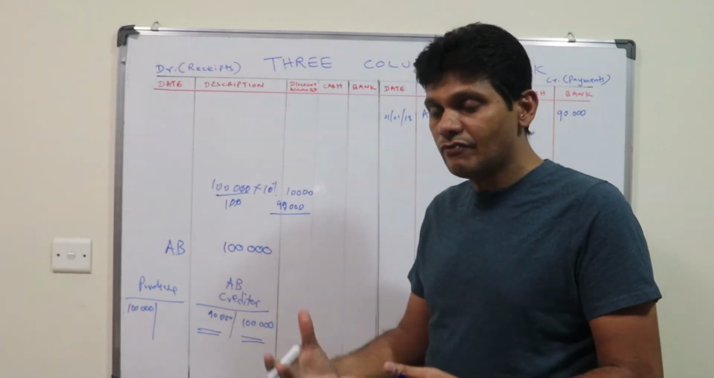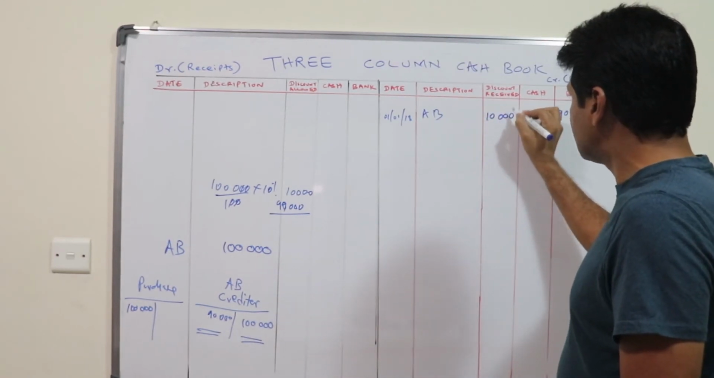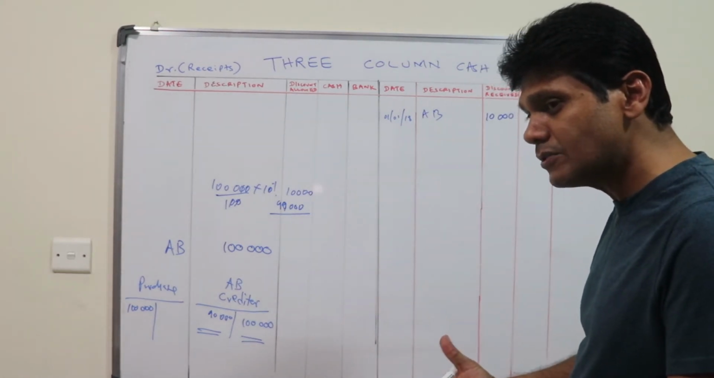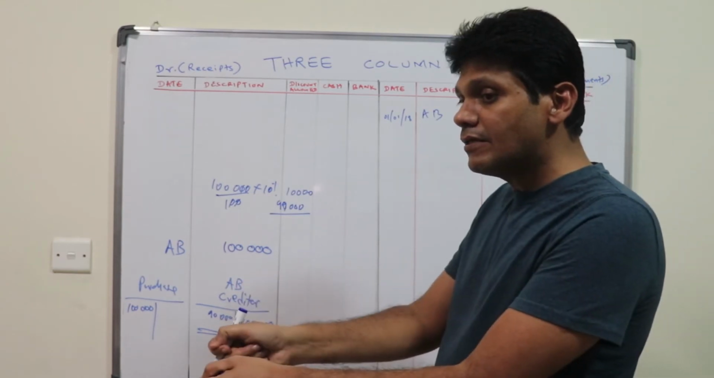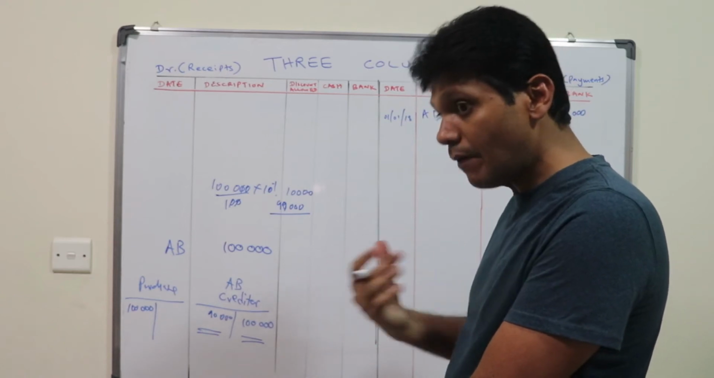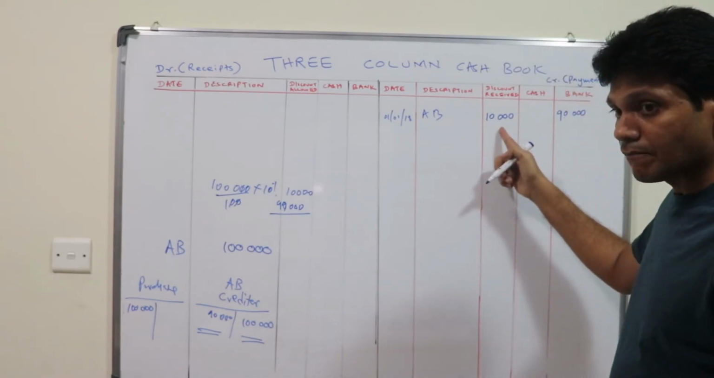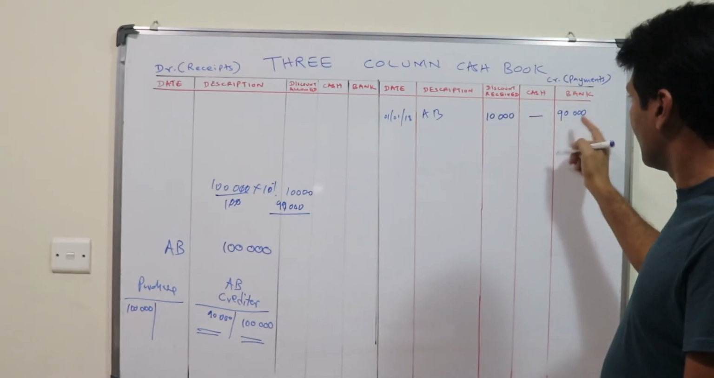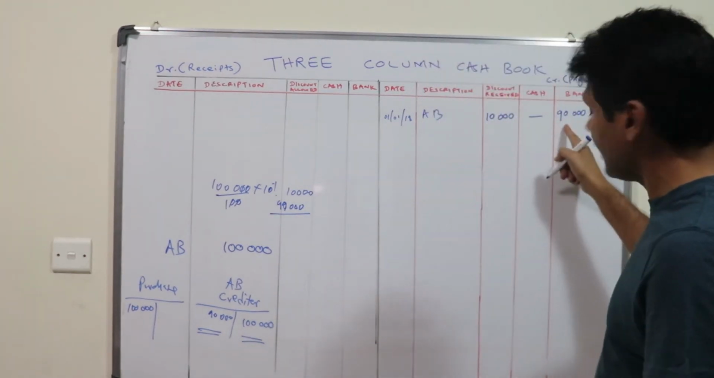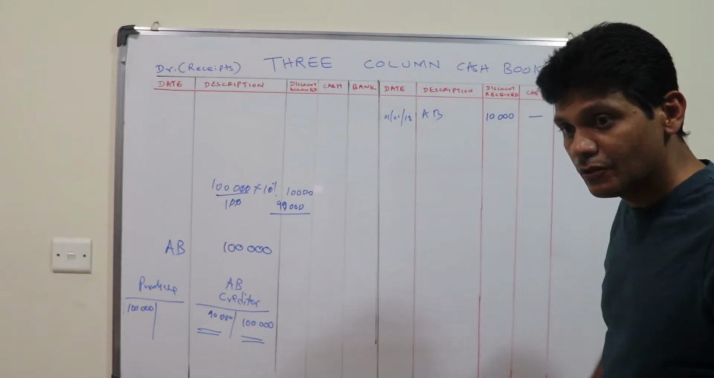Since it's a benefit, you should record it, in the discount column, as discount received. Why do we call it discount received? Because at the time of making the payment, the supplier is offering it and we are receiving it from the creditor. So we are receiving this 10,000. The total outstanding balance is 100,000, but we paid 90,000 and received 10,000 discount. You got it?